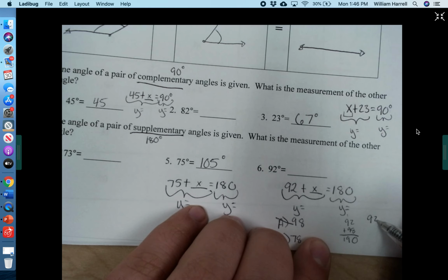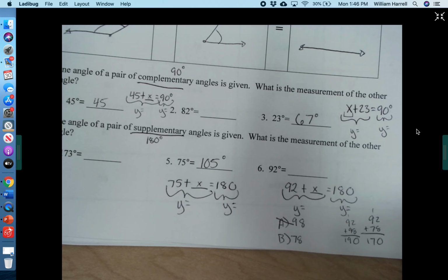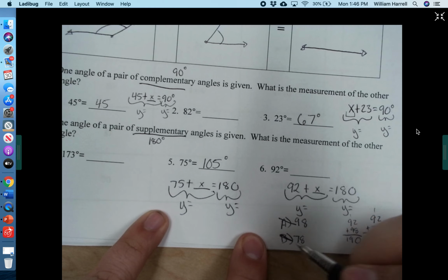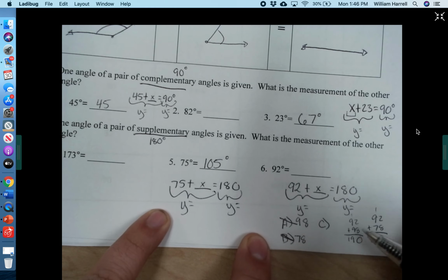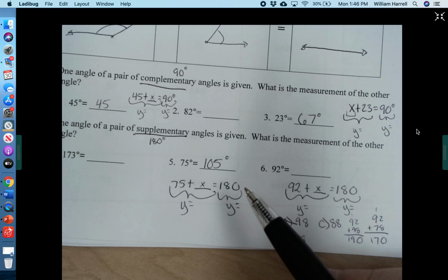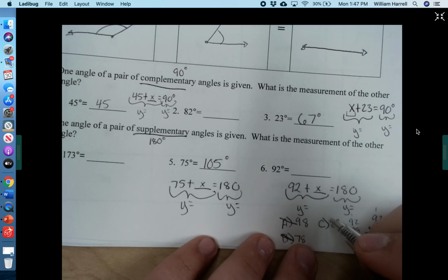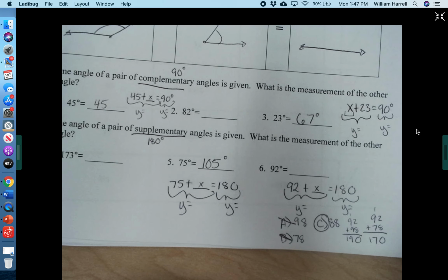So 92 plus 78 is 10, 16, 170. Well, that's too small, right? So then we kind of do like the Goldilocks effect, multiple choice. We would eventually go to where things were just right. So again, multiple choice, they're going to tell you the answer. You just have to know the definition, how to get to your system, and then get your answer. All right. My answer winds up being C, 88 degrees.